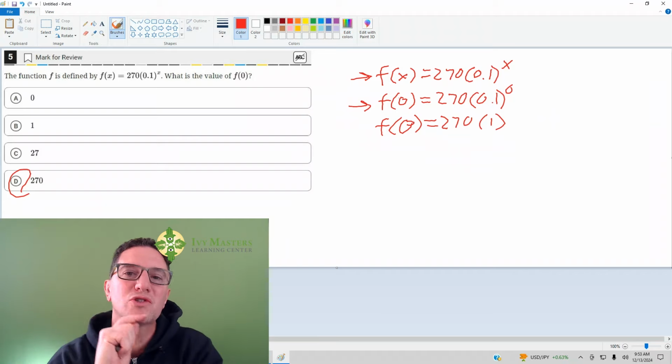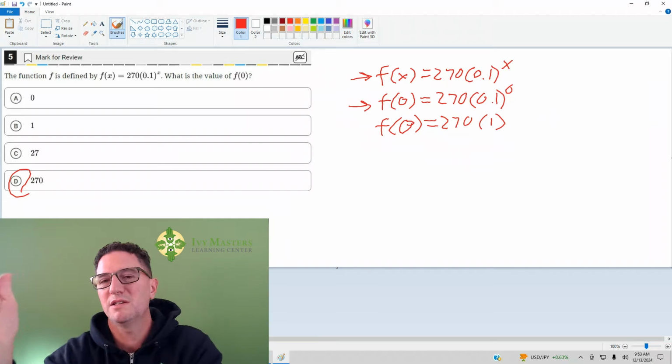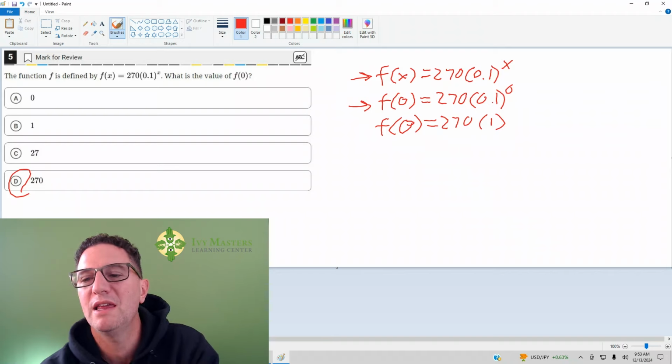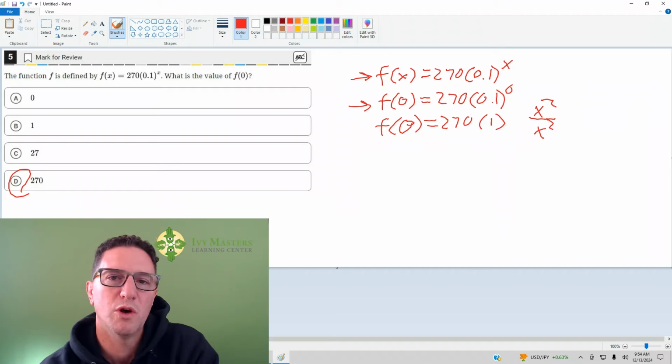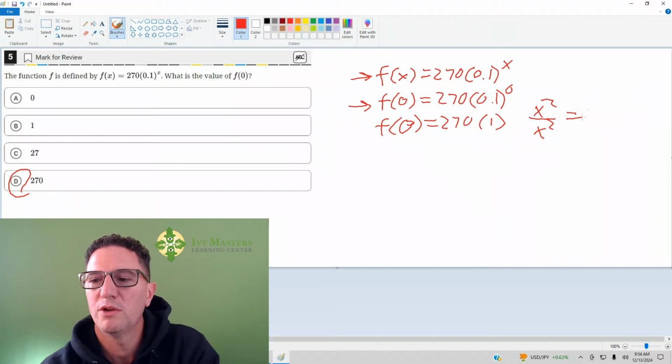The Desmos solution is easy. First, I'm going to explain why anything to the 0 power is 1. So let's say you've got x squared over x squared. Let's say your x is 1. 1 squared is 1. 1 over 1 is 1. What do you do with your exponents here? You subtract them, so you get x to the 0. So x to the 0 is 1.